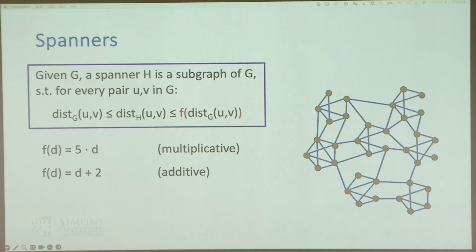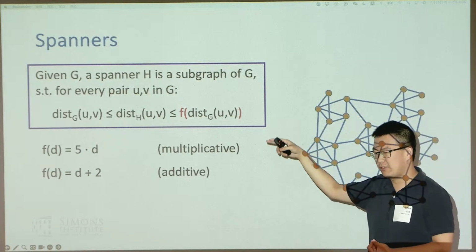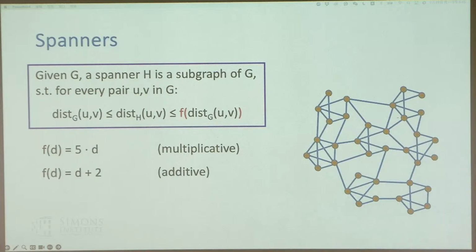Let's still make sure that we're on the same page. Given a large graph G, a spanner is a subgraph of G such that between every pair of vertices, the distance in the subgraph is within some factor of the distance in the original graph. Let's consider only unweighted, undirected graphs. Taking a subgraph, you can only increase the distance, but not by much more than a factor defined by a function f. This f is called the stretch of the spanner.